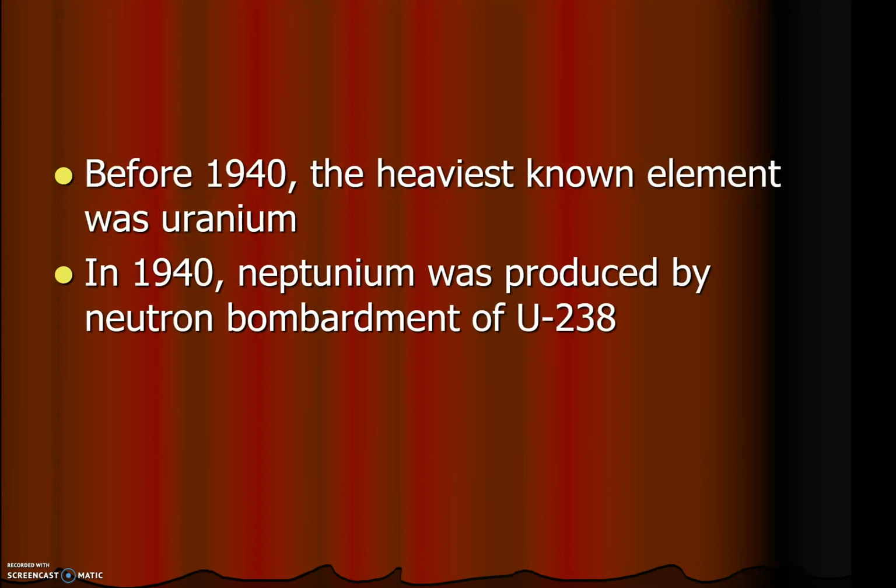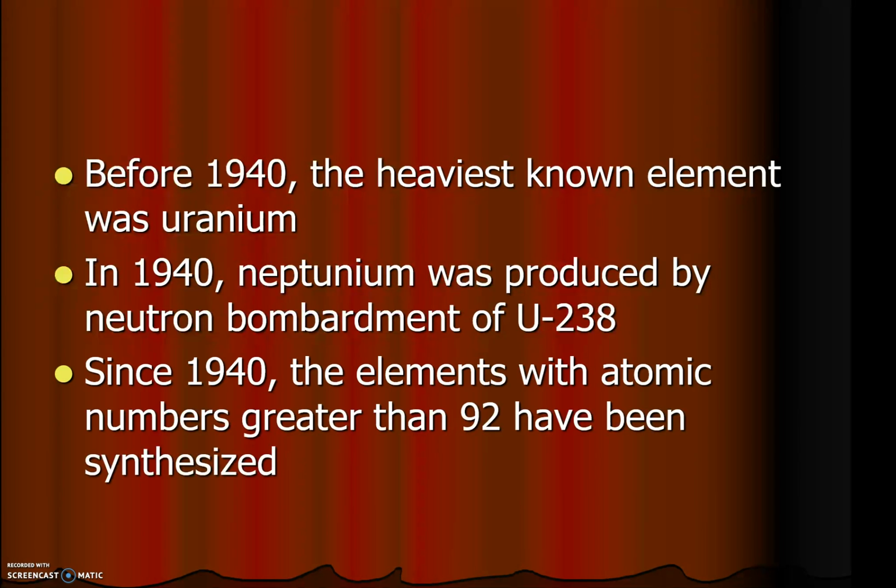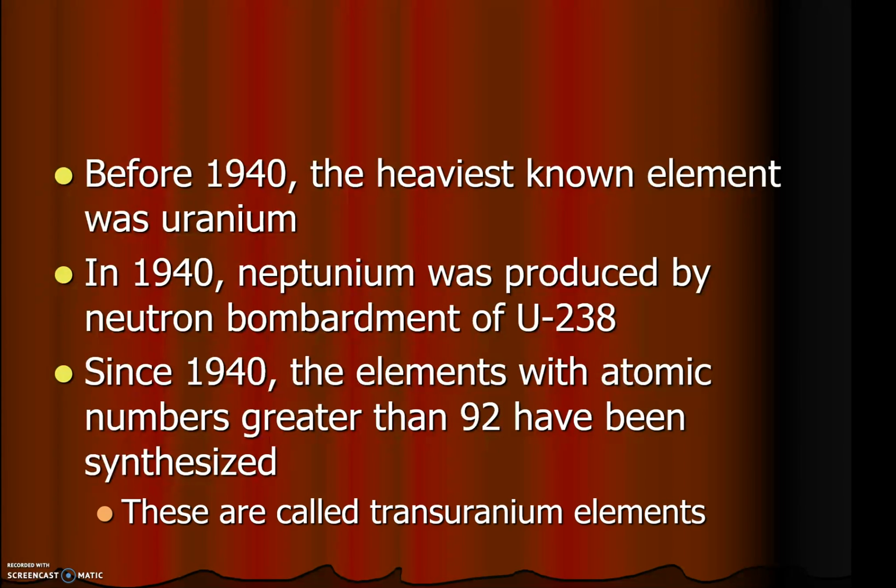In 1940, neptunium was produced by bombarding uranium with a neutron. And since 1940, the elements with atomic numbers greater than 92 have been synthesized. So those are our man-made elements, and we call them the transuranium elements.